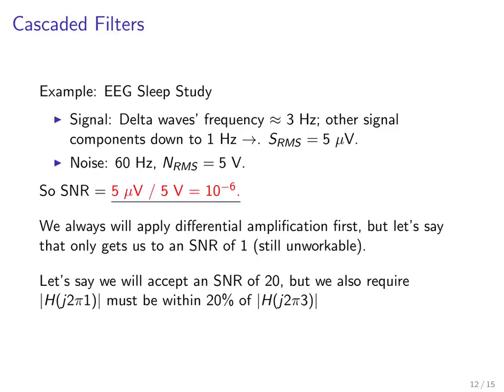So you can imagine here that because we've got the signal at a lower set of frequencies than our noise, we're going to end up wanting to use a low-pass filter. We run the risk of possibly over-attenuating the 3 hertz signal. So we have to watch out for that.